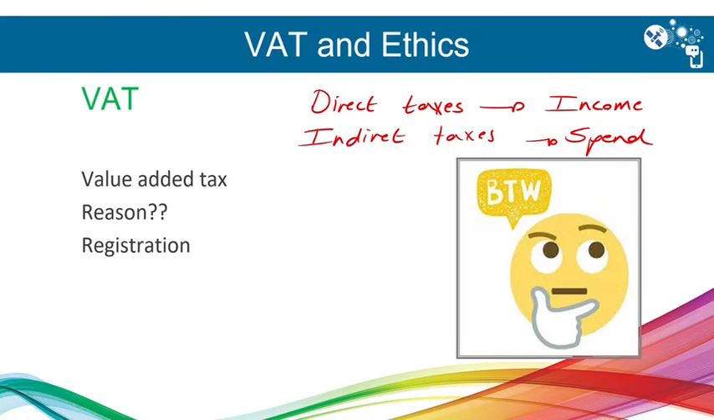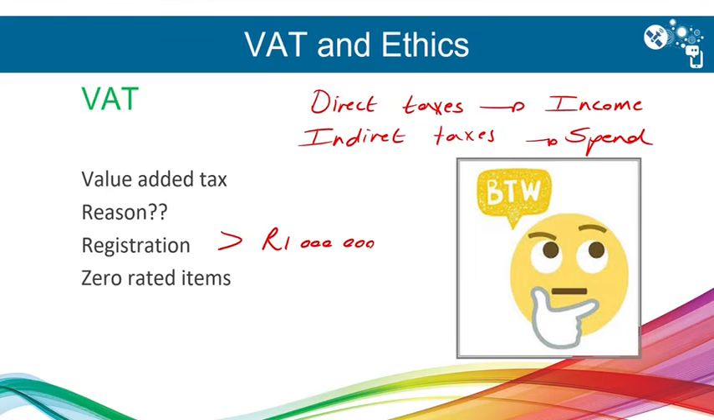Registration: if you have a turnover of more than R1 million per annum, then you must register as a VAT vendor. If it's less than that, but more than 50,000, then you are allowed to apply to voluntarily register as a VAT vendor. That means you are charging VAT and gathering VAT on behalf of SARS. It doesn't mean that the VAT belongs to you, it still belongs to SARS.